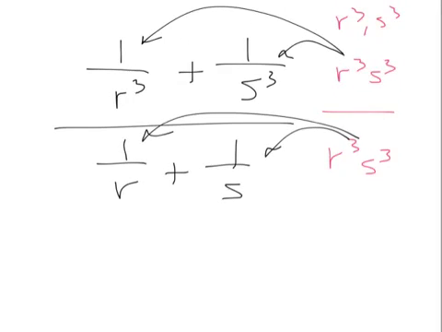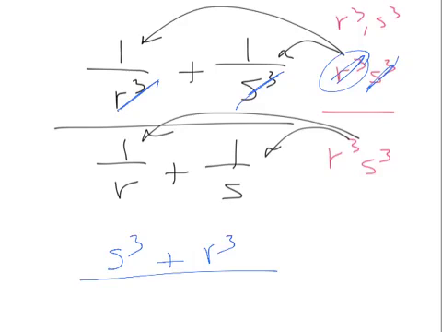We're going to see that when we multiply this out, this r cubed cancels with this r cubed, leaving behind s cubed. This s cubed cancels with this s cubed, leaving behind the r cubed. So that's what your numerator becomes. Your denominator here, this r cancels with one of these r cubed, leaving behind r squared, and still this s cubed. And then the opposite happens here. One of these s's cancels with this s, leaving behind s squared and this r cubed.